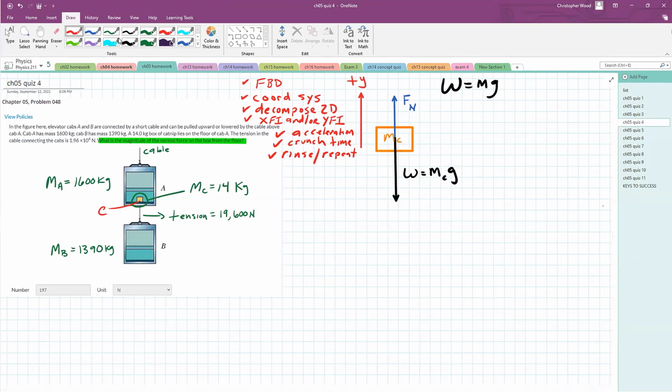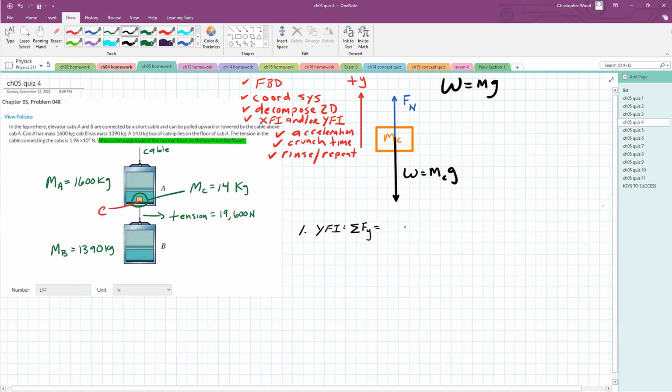So here goes. We are on now the Y force inventory because, again, there's no need for X. Sum of all those Y forces equals, let's see, I've got Fn going up and I've got mcg going down. Newton's second law says whatever the combination of forces is, no matter how many of them there may be, at the end of the day, it's mass of the catnip times acceleration.